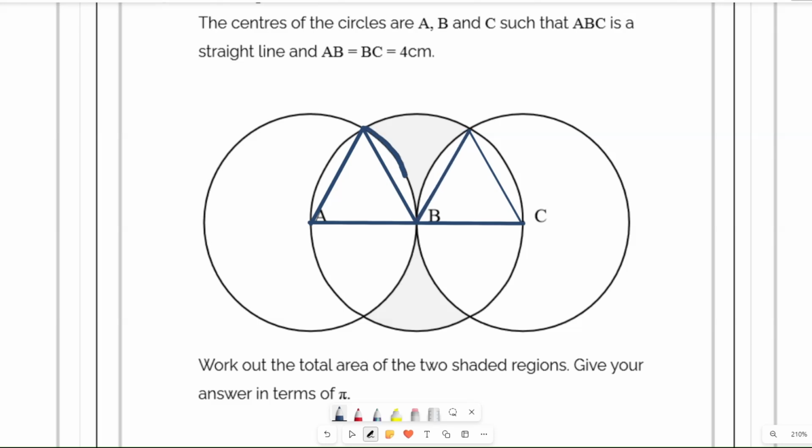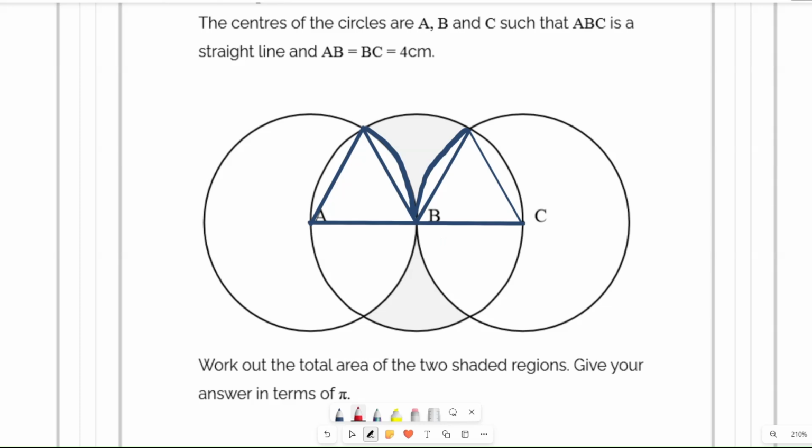And we've also got our sectors, like so. Okay, so the angle of the triangle is going to be 60 because it's equilateral. These are all the same because they're all radii. And then this is 4 centimeters, so this is also going to be 4 centimeters. So we can just use half ab sine C.